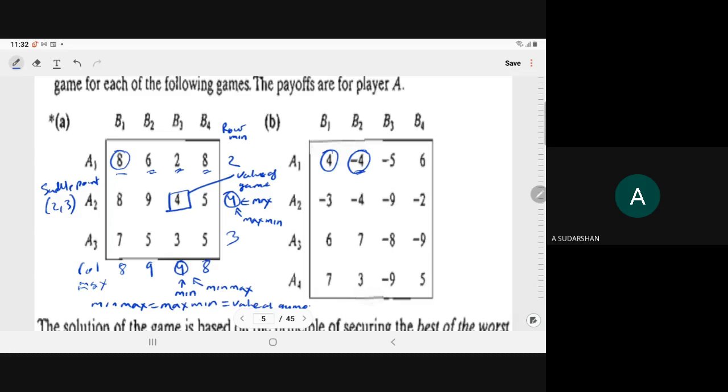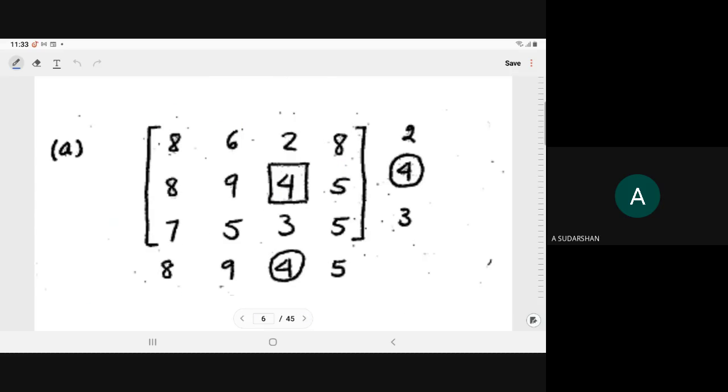So here, whenever we have a unique strategy, this is A2, this is the unique, B3 is the unique, then we say it is the pure strategy problem. Presently I have not discussed the mixed strategy problem, it is the pure strategy problem, right? So in this way we solve. So same here we have done.